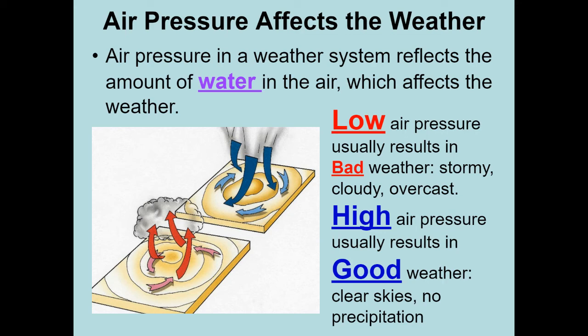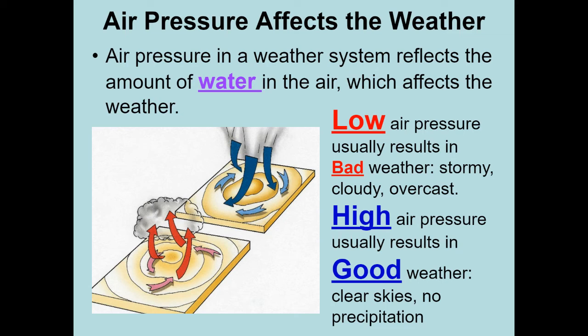So air pressure in a weather system reflects the amount of water in air, which affects the weather. So if somewhere is in low air pressure, that means there's a lot of room for water to take up the air, or water has taken up the air. So this a lot of times will give you stormy or cloudy weather, like a day where it's raining all day or a day where it's thunderstorming. That's usually going to be a result of the air pressure dropping.